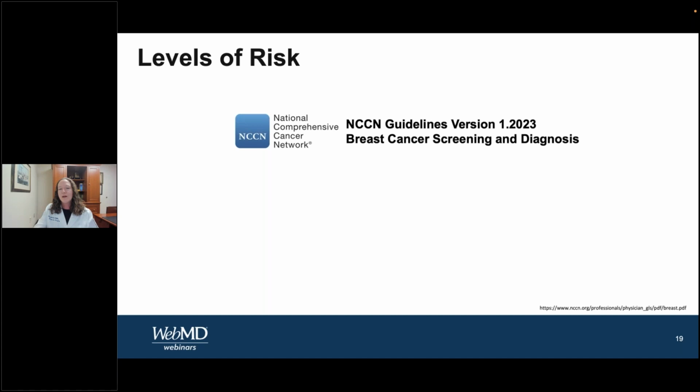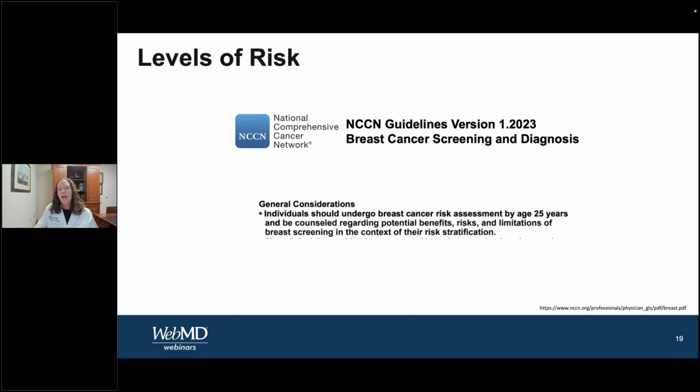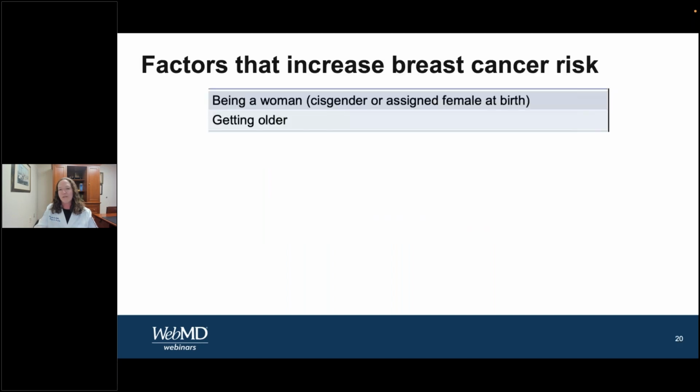So there's a new guideline that was issued just this year from the National Comprehensive Cancer Network. And they say that individuals should undergo breast cancer risk assessment by the age of 25 and be counseled regarding potential benefits, risks, and limitations of breast screening in the context of their risk stratification. So again, we need everybody to be risk stratified by the age of 25 years. So this is a new paradigm that everybody's working to figure out, how we're going to screen all of these people to give them their risk level for breast cancer.